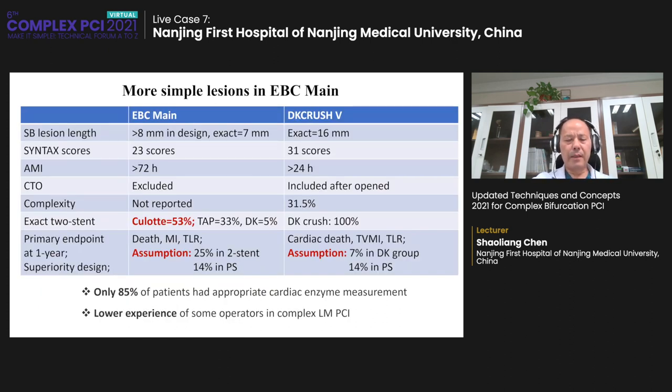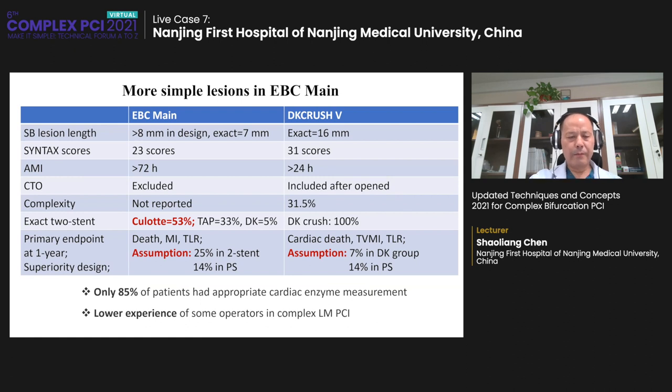The table briefly summarizes the comparison of EBC MAIN, which was published recently in the European journal, and this is our DK crush V study, published in JACC. So in general, more simple lesions were included in the EBC MAIN compared to very complex lesions in DK crush V. For example, according to the study protocol, the requirement of a side branch lesion length was longer than 8 mm in EBC MAIN compared to 16 mm in our DK crush V study.